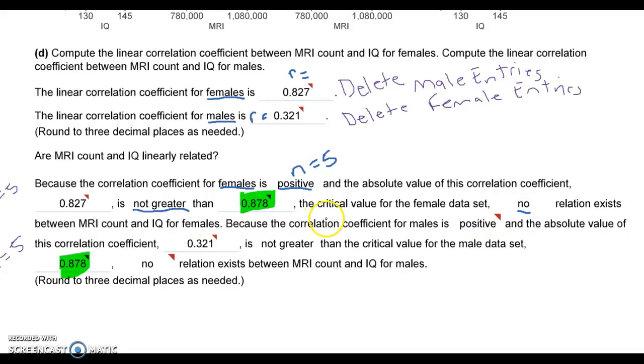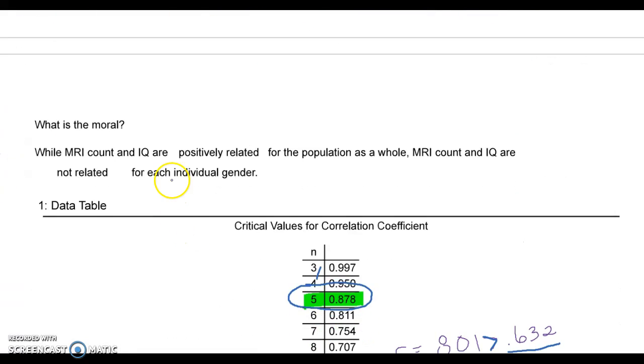If we look at the male R value, it is positive. The absolute value of that correlation coefficient is the same value we got above. Again, it's not greater than that critical value, that same number, 0.878. So those two numbers come from the chart with the sample size of 5. Because it's not greater, then no linear relationship exists between MRI and IQ for males. And that brings us to the summary statement. Even though it's positively linearly related for the whole population, if we separate by gender, it is not related individually by gender, just together as a whole.